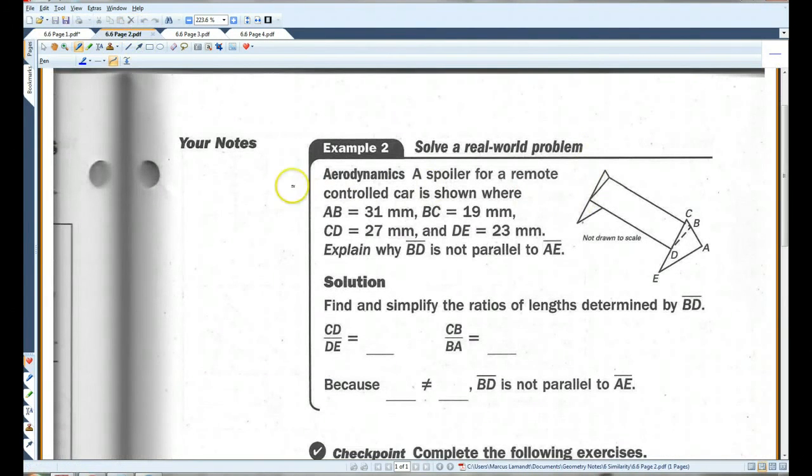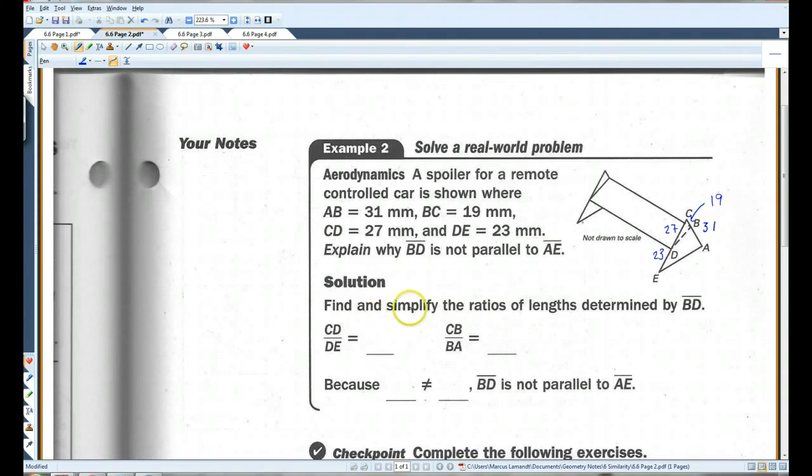A spoiler for a remote-controlled car is shown where AB equals 31 millimeters. I'll write this down. BC equals 19 millimeters. CD equals 27. And DE equals 23. Explain why BD is not parallel to AE.